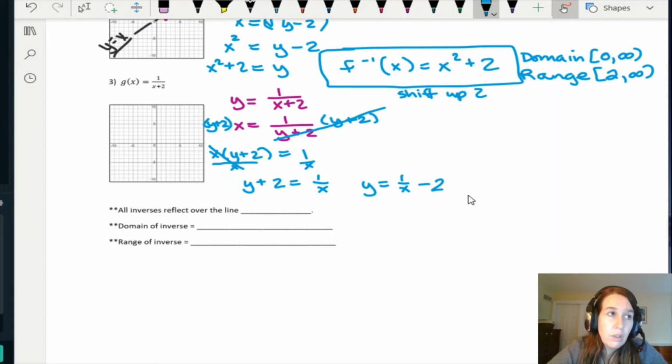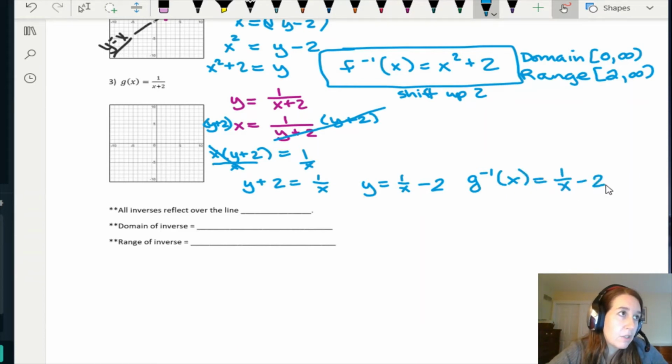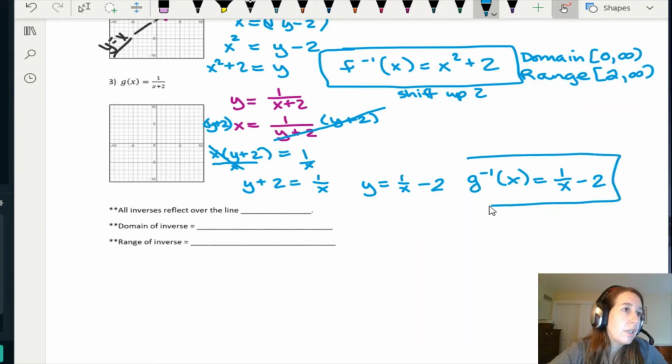And we can leave it this way, or we can write it all together, but I think it's going to be easier to graph if we leave it this way, because 1 over x is our standard graph of rational functions, and then this is just a vertical shift, right? So let's leave it that way, and let's write that our inverse, g inverse of x, is equal to 1 over x minus 2. And highlight that there. Okay.